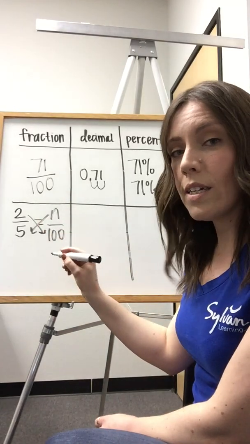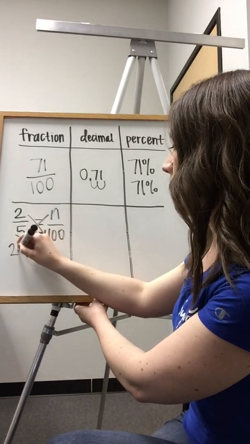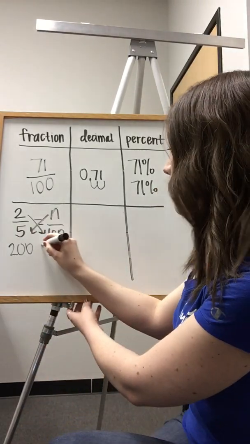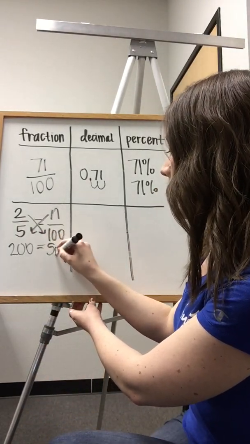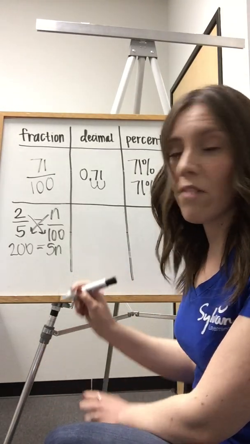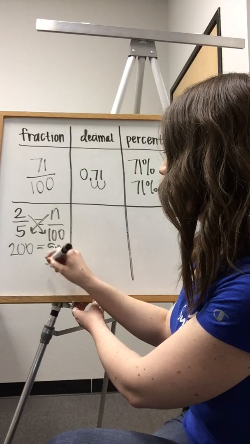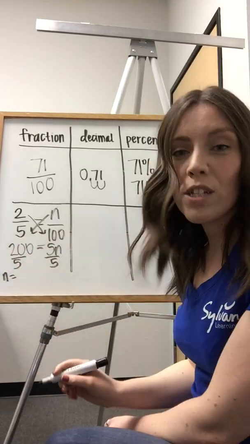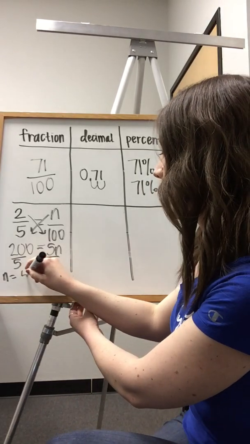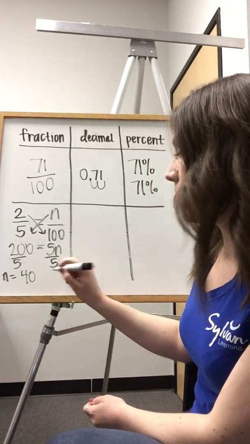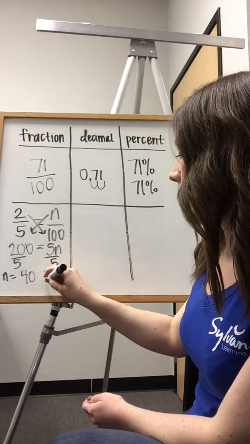2 times 100 gives us 200, and 5 times n gives us 5n. In order to solve for n, we just divide both sides by 5, which gives us a value of 40. So I can rewrite 2/5 as 40 hundredths.